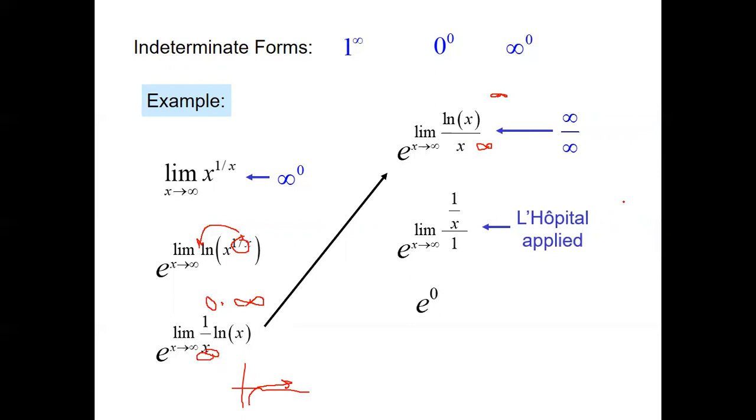And then evaluate that limit. So 1 divided by infinity heads towards 0. And e to the 0 is 1. Don't forget the e, that base. A lot of times people forget that base. So there's that third example.